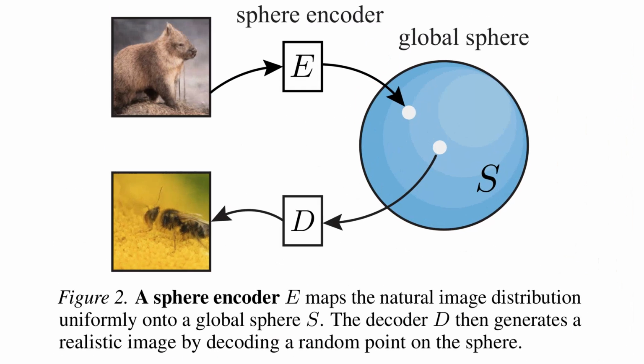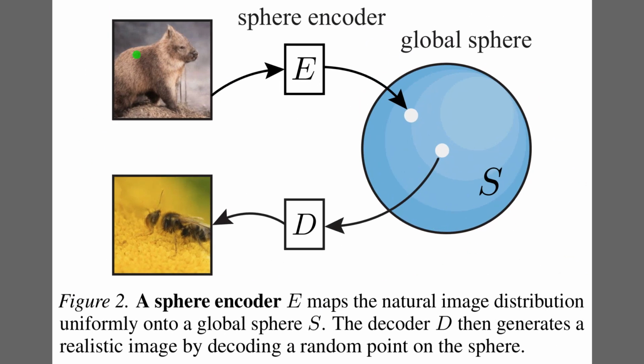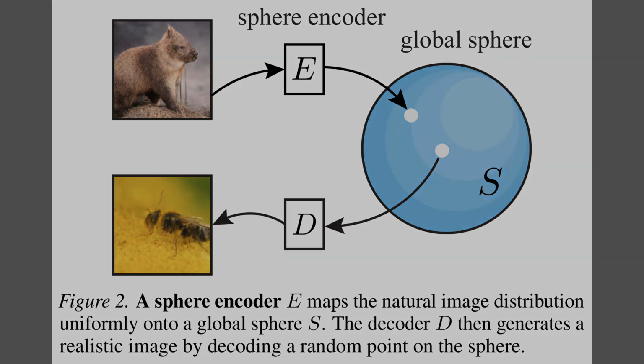Well, Figure 2 breaks down the architecture behind this efficiency. The process begins with the encoder, E, which maps an input image onto a global spherical latent space, represented by the blue sphere, S. Crucially, the model learns to distribute these embeddings uniformly across the surface. This means that to generate a new image, the system simply samples a random point from the sphere and passes it through the decoder, labeled D, which reconstructs it into a realistic output.